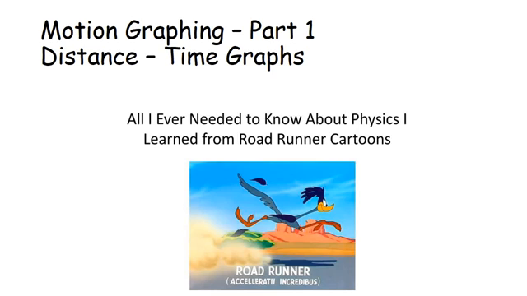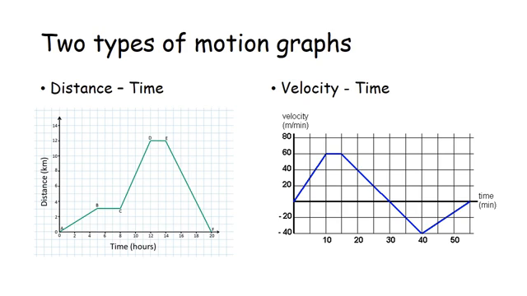for the time being. Now the two types of graphs that you've learnt about this semester are the distance time graph and the velocity time graph. It's really important to know the difference between these two because it's really easy to get caught out and to calculate the wrong property if you're not really sure what graph you're looking at.